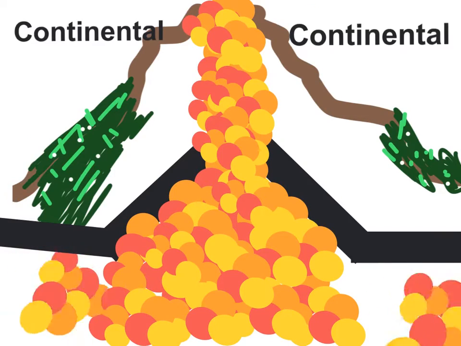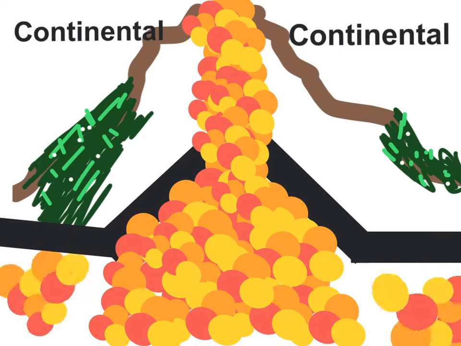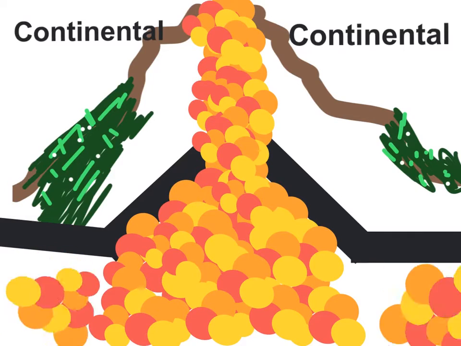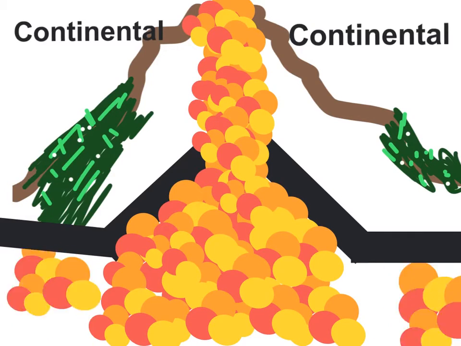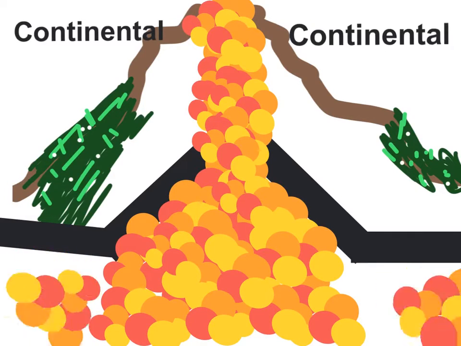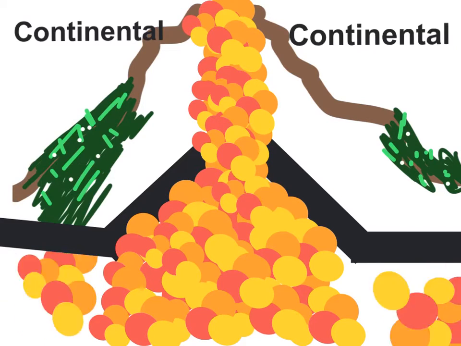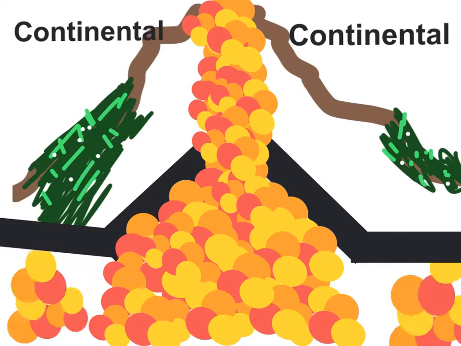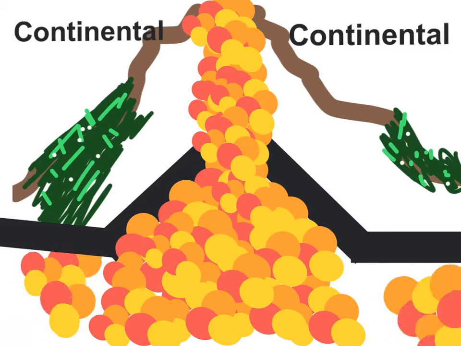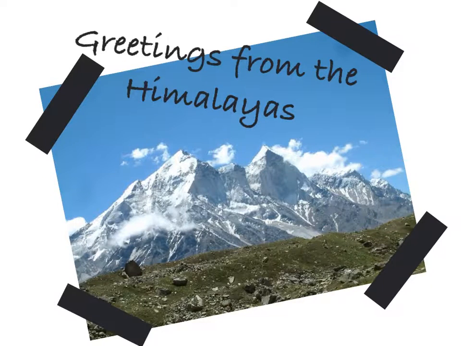Now we have continental collision. That's when the convection currents push two continental plates towards each other. And bang, the force of the plates makes their edges go up in the air, making mountains, like the Himalayas. This is also where you'll feel earthquakes. Here are the Himalayas.